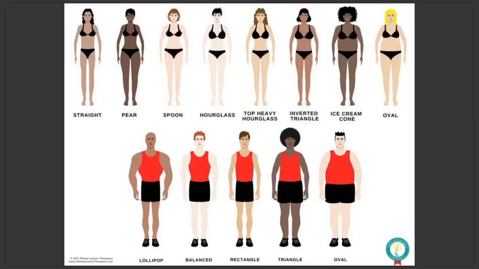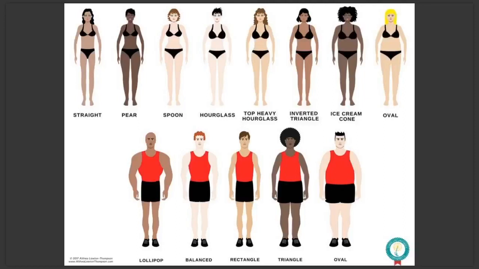The lollipop-shaped man is very similar to the ice cream cone in that they have very slim legs. It's hard for them to gain muscle mass on their legs. They usually have pretty flat butts, a very small waist, but they're really broad through the shoulders and the chest, and it's easy for them to gain muscle mass up top. As they get older, they tend to gain weight also in the chest and in the midsection. And so the midsection does not stay as small.